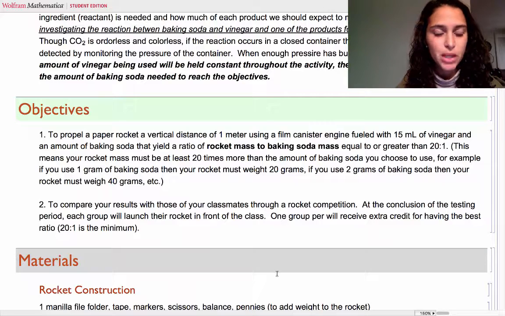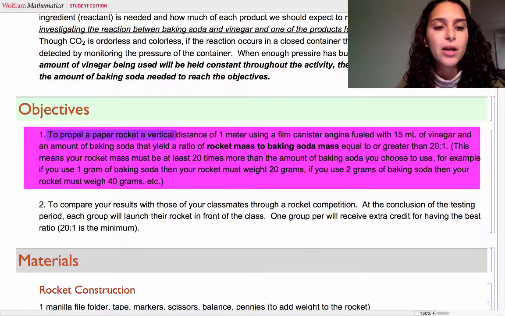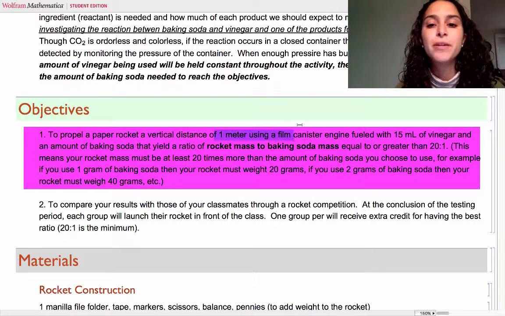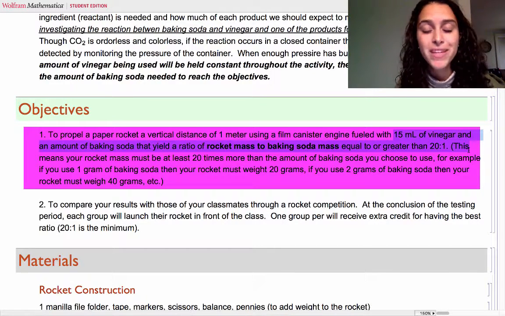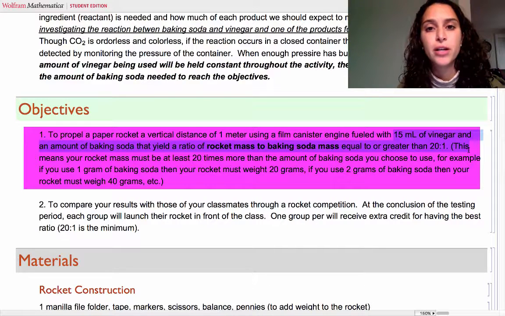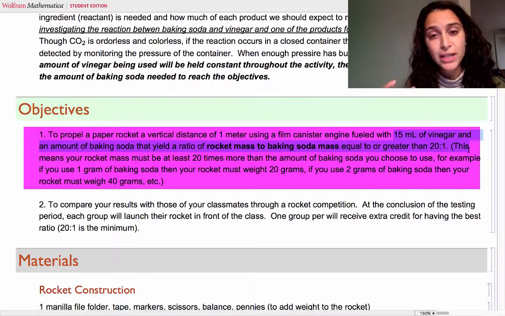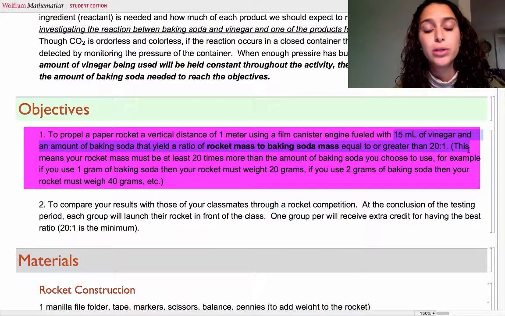So objective one, to propel a paper rocket a vertical distance of 1 meter using a film canister engine fueled with 15 milliliters of vinegar and an amount of baking soda that yields a ratio of rocket mass to baking soda mass equal to or greater than 20 to 1. All right, what does that all mean? So, you'll have your rocket. Everyone will use 15 milliliters of vinegar. What will be different is the rocket itself and the amount of baking soda you use.